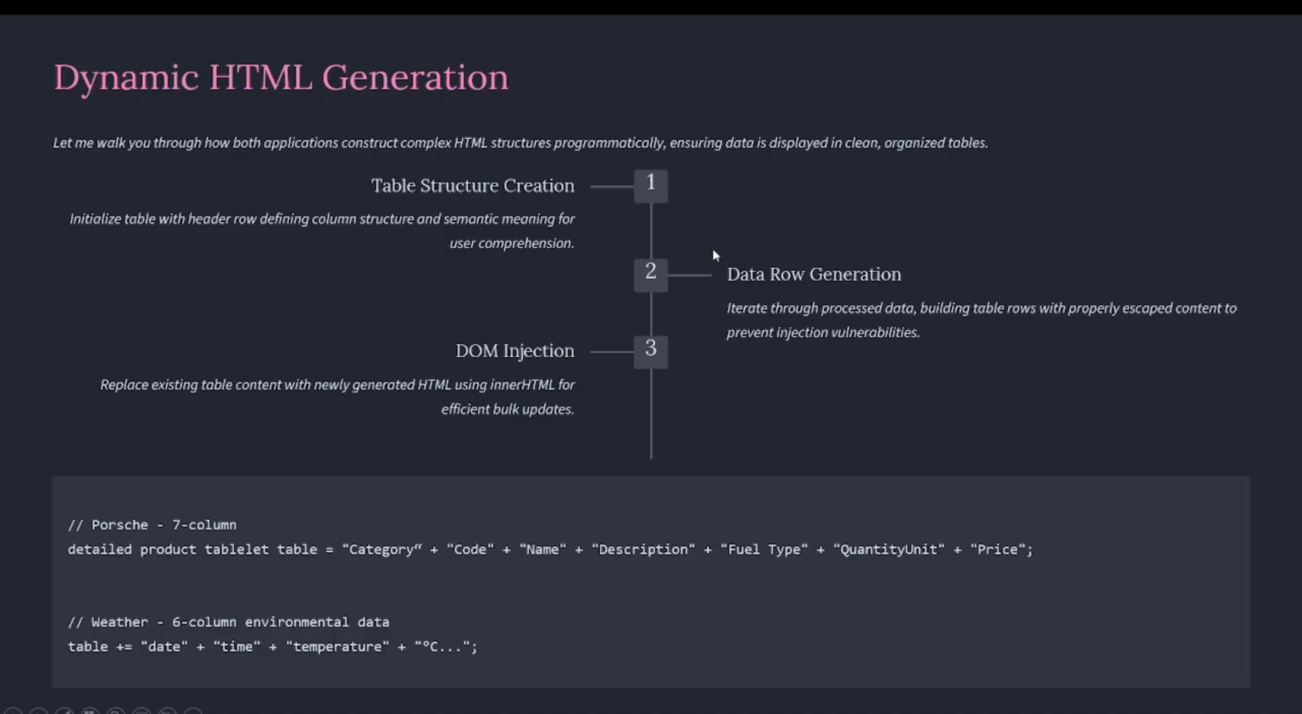So in my Porsche table, I actually have 7 columns: category, code, name, description, fuel type, quantity, unit, and price. And in my weather table, I have 6 columns. I have day, time, temperature, Celsius, and so on.